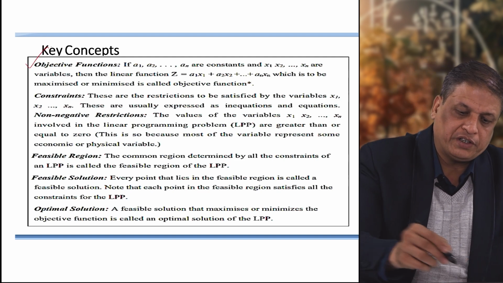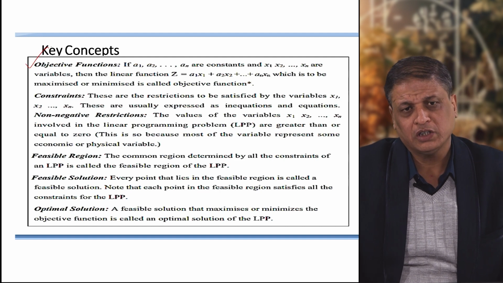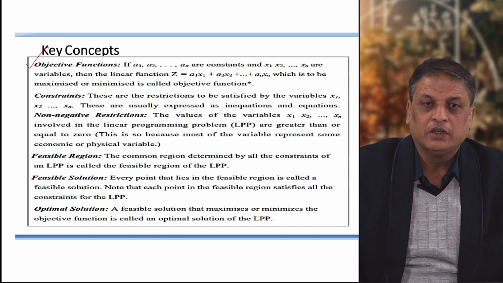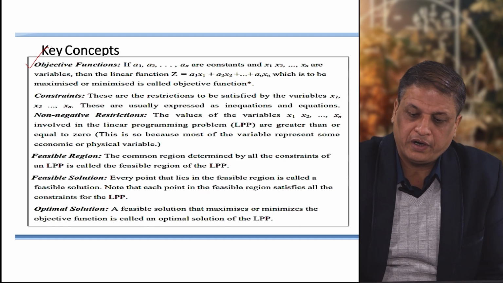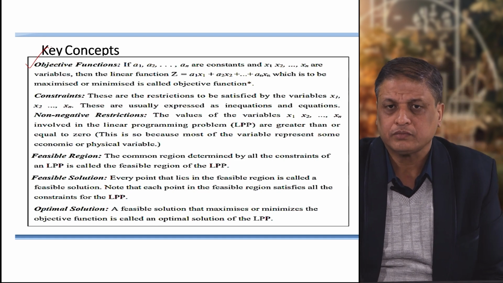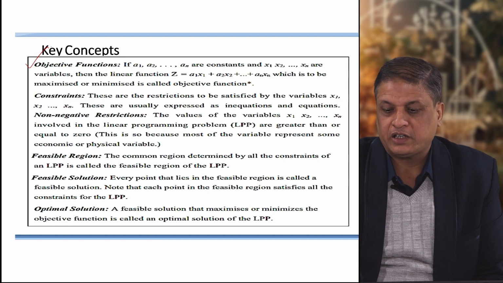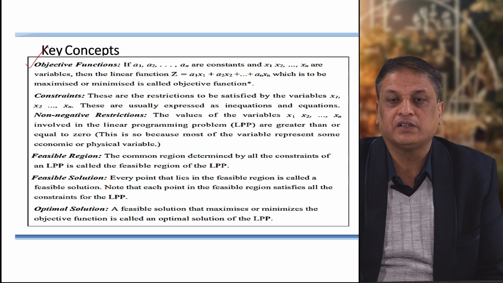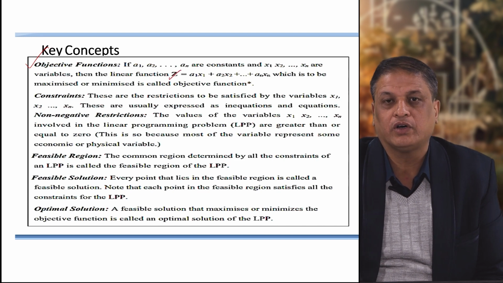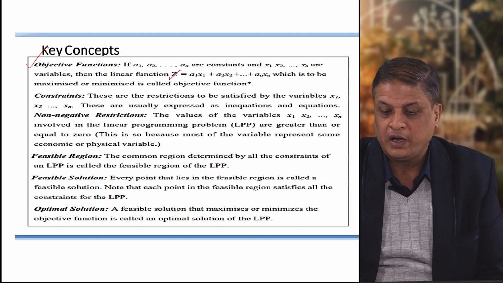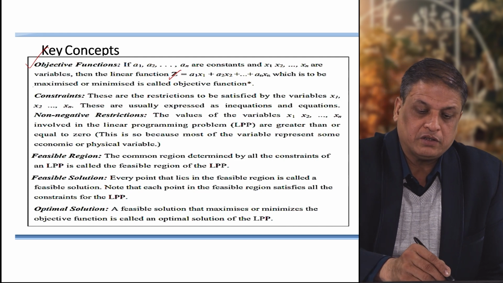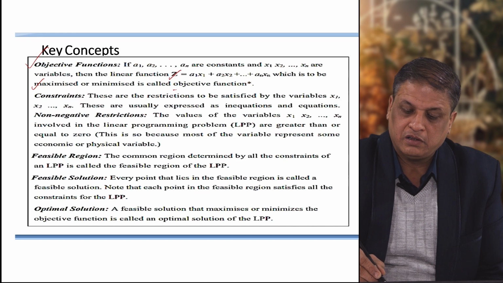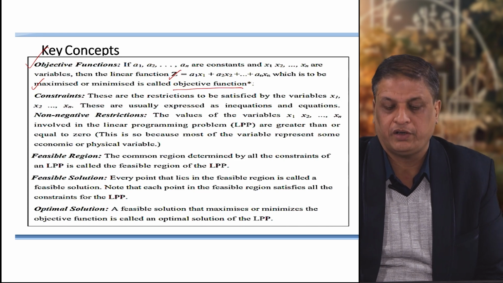Here is a set of definitions which are also given in your self-learning material. The formal definition of the objective function is: if a1, a2, a3 up to an are constants and x1, x2, x3 up to xn are variables, then the linear function z equals a1x1 plus a2x2 up to anxn is to be maximized or minimized, and this function z is nothing but your objective function.